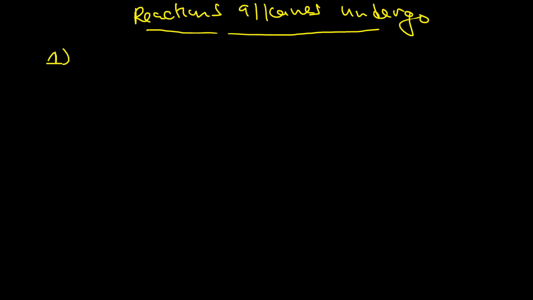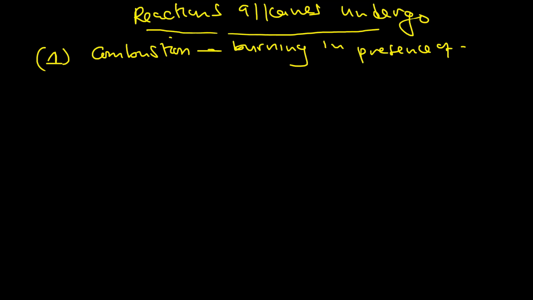What are some of the reactions? So the first one is combustion. When you hear of combustion, just think of burning in presence of oxygen. In other words, alkanes can burn in oxygen to produce energy. The reaction is highly exothermic, very important, which means it releases a lot of energy.